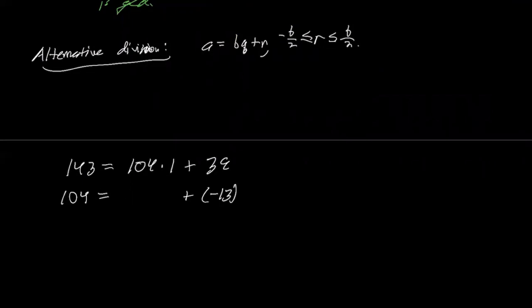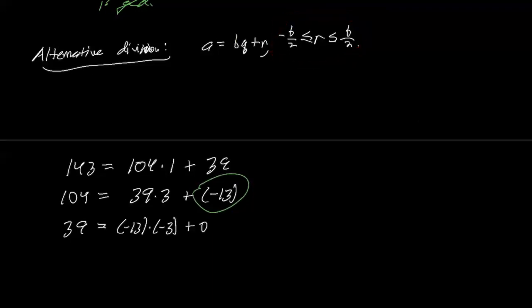Plus negative 13, and then 39 is negative 13 times negative 3 plus 0. And so we actually found this in just 2 steps. If you allow negative remainders, then each step cuts down the thing you divided by at least half, because you have this B over 2. So each step cuts the remainder down by at least half.